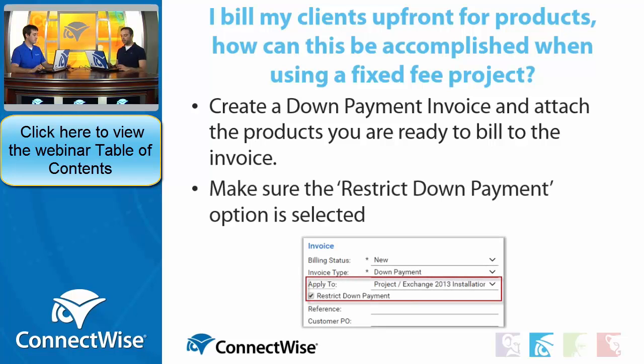One important thing is to make sure the apply to and restrict down payment fields are selected. So you want to have the apply to set to the project that these products are on, and then you want to have the restrict down payment option selected as well, so this down payment doesn't get applied to anything else in your system. Now there's also a restrict down payment option on your actual project. That's going to be in your finance tab of that project. You want to make sure that's selected there as well. And that's going to allow the down payment and the project to link together and make sure that our down payment isn't going to be used for whatever comes next.